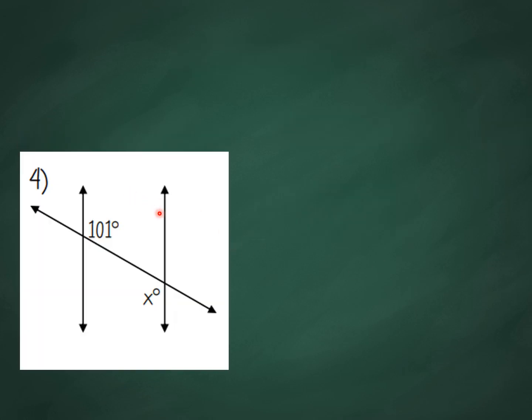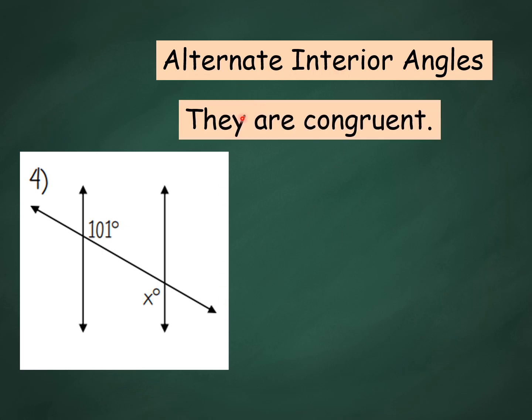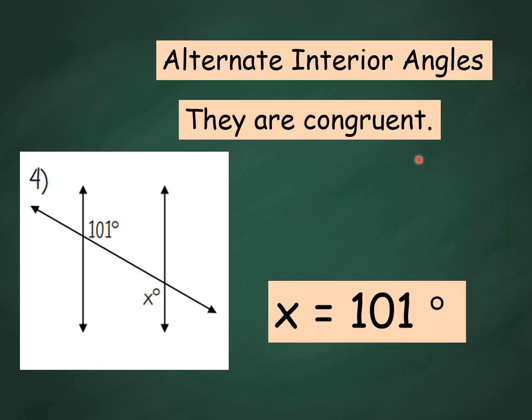Now, for the fourth example, meron tayong 101 degrees dito at ang ating hahanapin is yung x na located here. Ang angle pair nilang dalawa, 101 and x, belongs to the angle pair of alternate interior angles kasi nasa opposite side sila ng transversal. And alternate interior angles are congruent. So if they are congruent, pareho sila ng measures. So we have also 101 degrees.